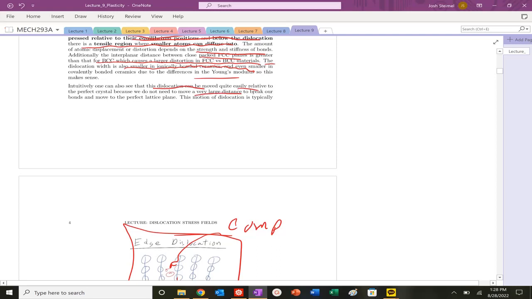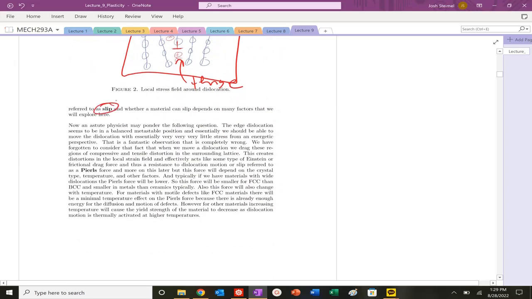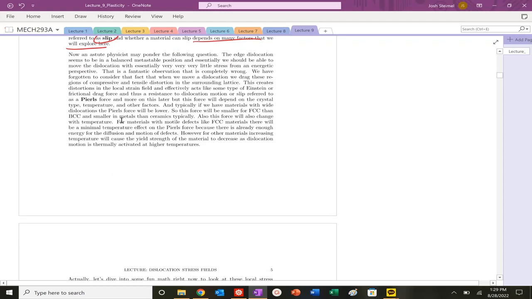And we're going to see it's going to be difficult to move through these lattices. But again, because you have this extra half plane, it's easier to move than breaking the entire plane of atoms. So that's kind of the key distinction here, and we're going to see this difference in distortion. Eventually, it's going to depend on a lot of factors, slip, the motion of those dislocations.